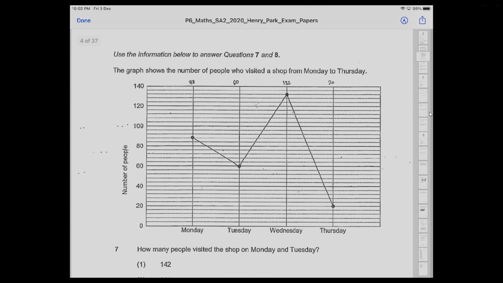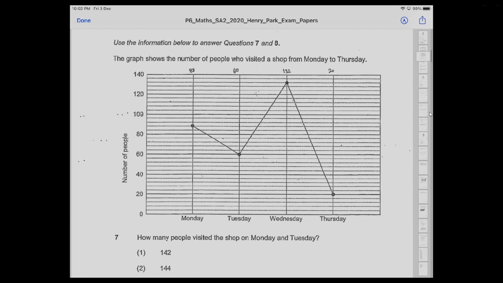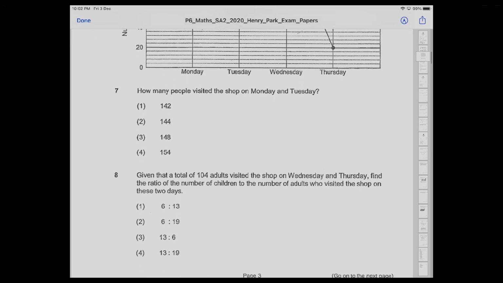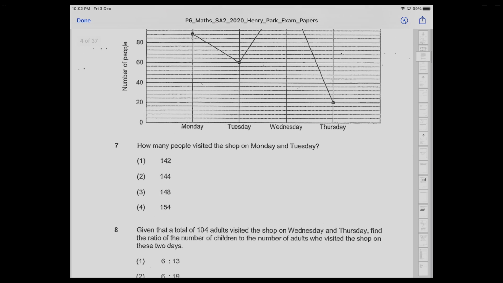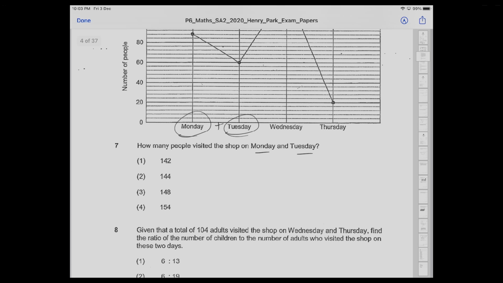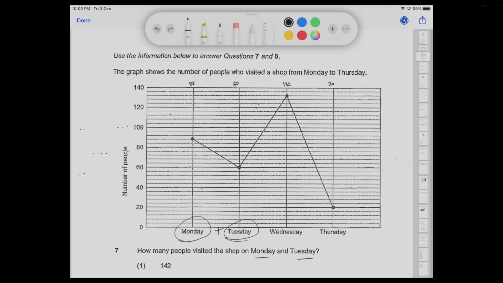We have a graph, and we're supposed to use it to answer questions 7 and 8. It's about the amount of people who visited a shop from Monday to Thursday. Question 7 asks how many people visited the shop on Monday and Tuesday. We really want to be careful here. We don't want to get tricked by the question. We don't want to find the people who visited the shop on all of the days. We have to look at what the question is telling us. In this case, it is Monday and Tuesday. These two numbers will be added together. We have to calculate how many people visited on Monday plus how many people visited on Tuesday.